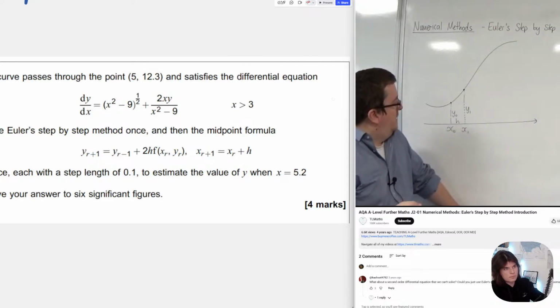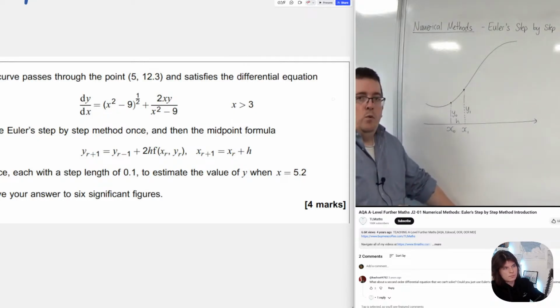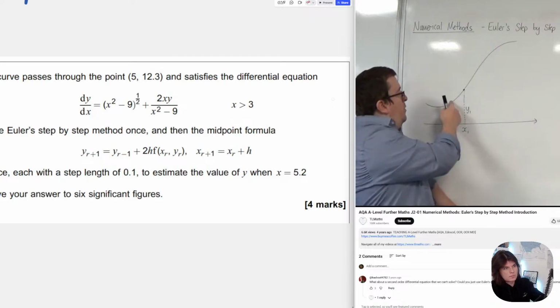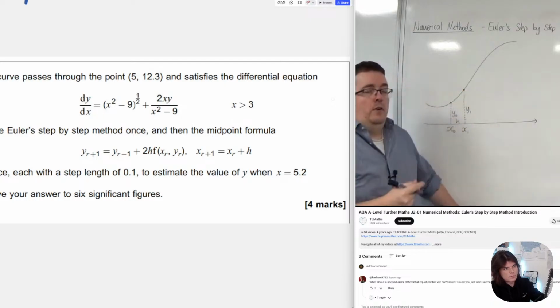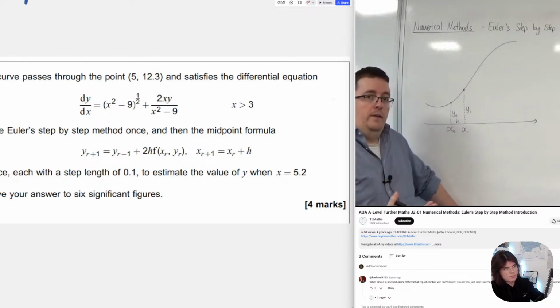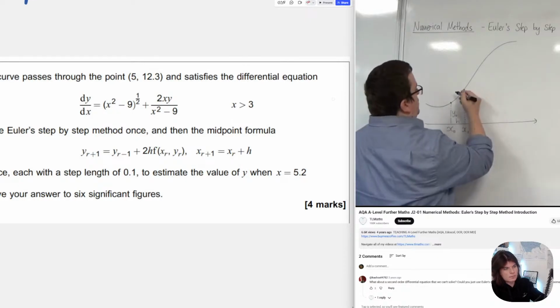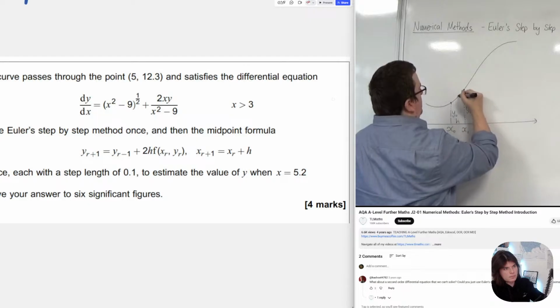Now the idea is that if I know a point on the curve, and that would be given by one of my initial conditions or boundary conditions for the differential equation, then maybe I can get to this point using a straight line. If it's close enough, I could approximate this using a straight line.